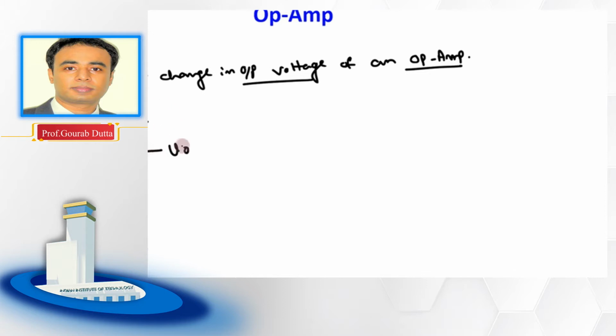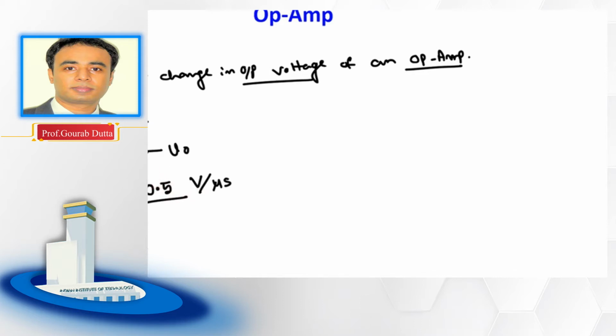And this rate of change is given in terms of voltage per microsecond. For example, suppose for this op-amp the slew rate is given as 0.5 volt per microsecond. That means in 1 microsecond the op-amp output voltage can change at most 0.5 volt. It can change less than that, but the rate of change of this output voltage cannot be higher than this, right?